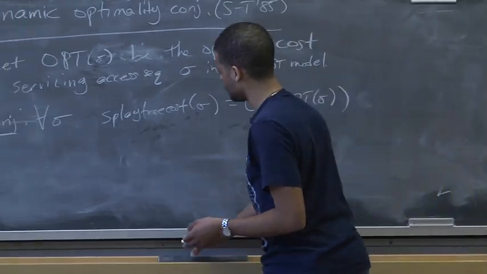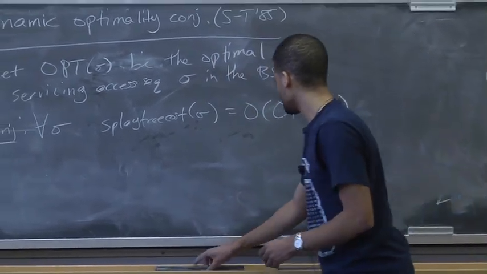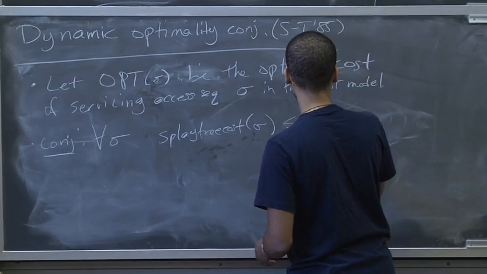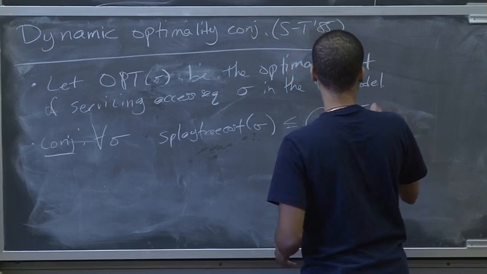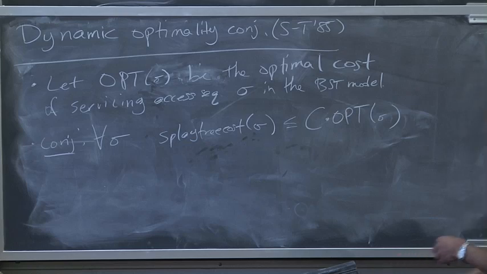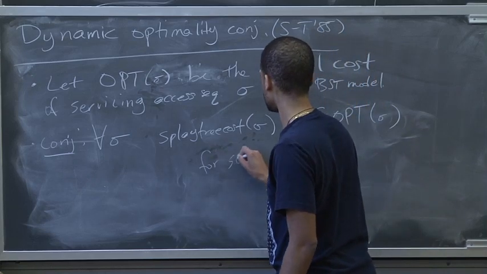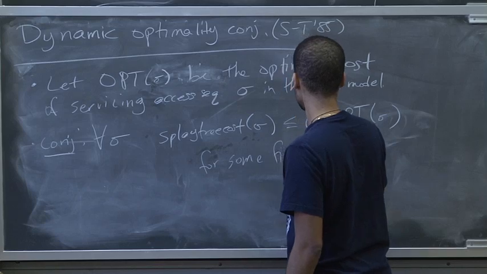So let me write this: at most c times opt of sigma, for some fixed constant c.